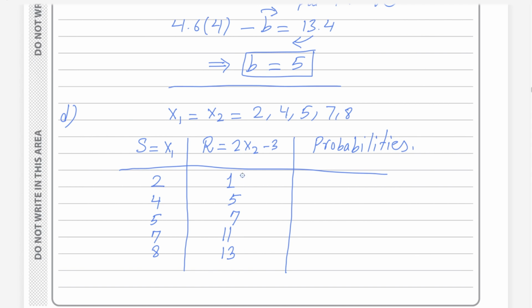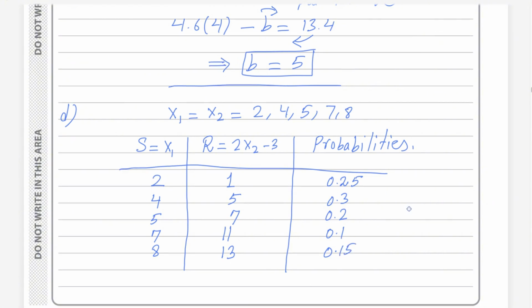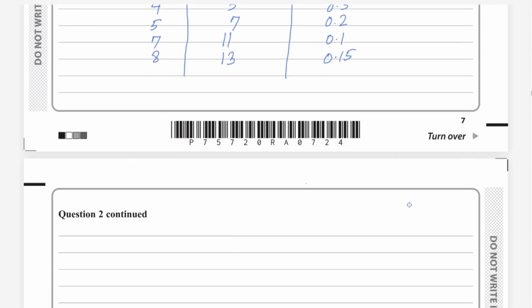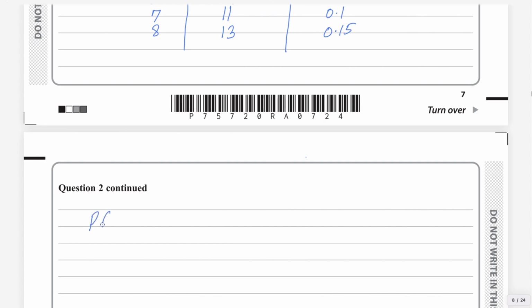So these are the scores for Alex. These are the scores for Sam. These are the scores for Alex. And corresponding probabilities are 0.25 and 0.3, 0.2, 0.1 and 0.15. These are the corresponding probabilities for each number. Okay. Now we need to find the probability of Sam greater than Alex.